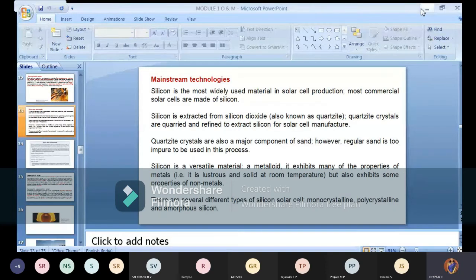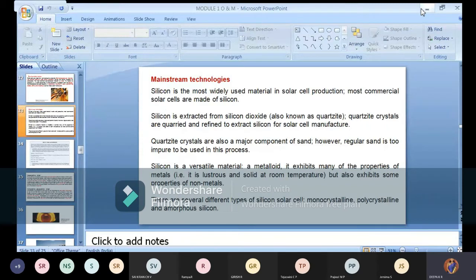Okay, silicon is the most widely used material in solar cell production. Most commercial solar cells are made from silicon. Of course, everyone should accept this, because most of the things you purchase as PV panels are made up of silicon. Then silicon is extracted from silicon dioxide. It is just how we are getting that silicon. That example has been given here, and we also know it as quartzite. So quartzite is a crystal that is quarried and refined to extract silicon for solar cell manufacture.